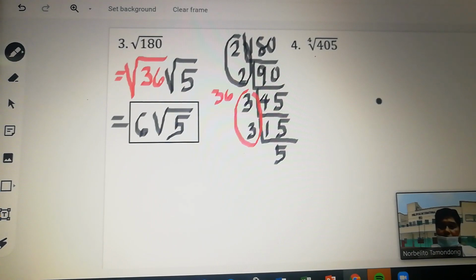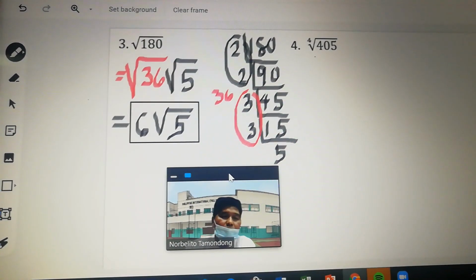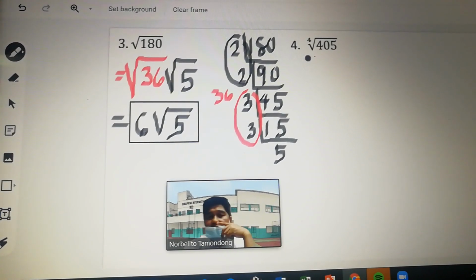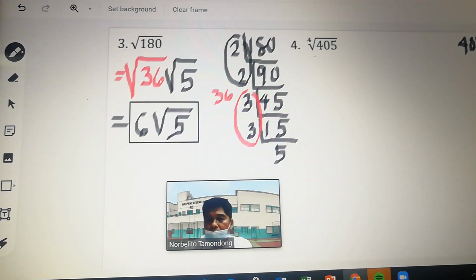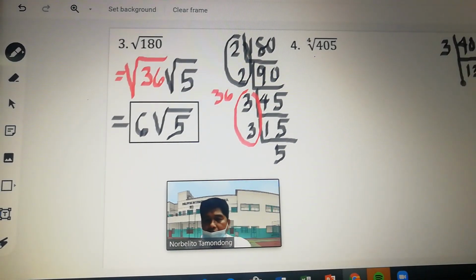Next, for number 4. Since the index is 4, you are going to find the perfect fourth root of the radicand, which is equal to 405. Now, let's factor 405. Since if you add the digits, that's equal to 9, then it is divisible by 3. 4 divided by 3, 1. 10 divided by 3 is 3. 15 divided by 3 is 5. So still this is divisible by 3.